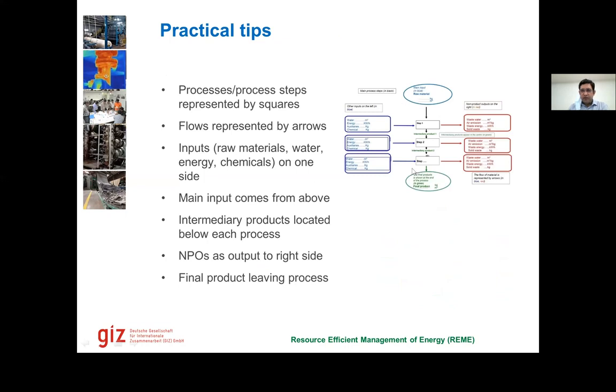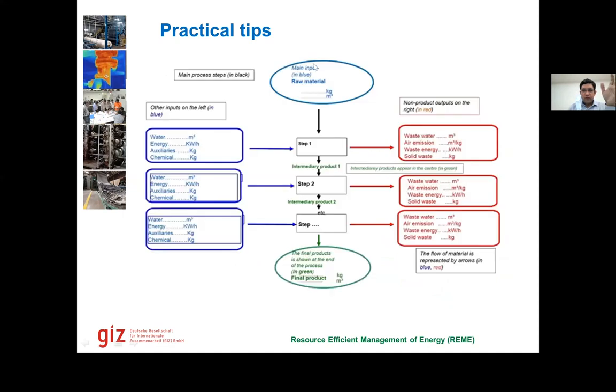So in this one, for example, the flow is represented by arrows. The main input or the main raw material is shown in the big blue oval on the top, also showing quantities. The black boxes are the process steps. Arrows are showing the flow of the main input and how it is being converted into intermediary products and then into a final product. So green color is used for the product flow.